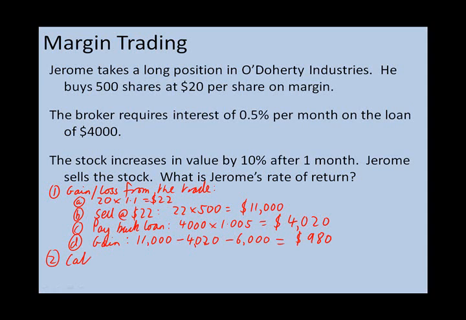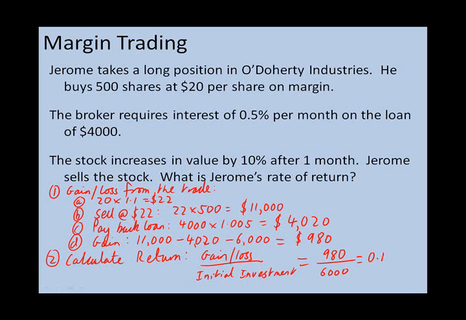Now we can calculate returns. And the return is going to be the gain or loss divided by our initial investment. In this case, we made $980 and the investment was $6,000 initially, which equals 0.1633, which equals 16.33%.